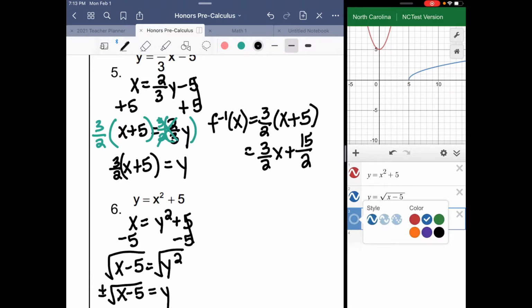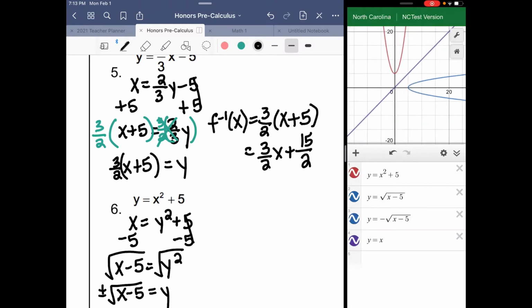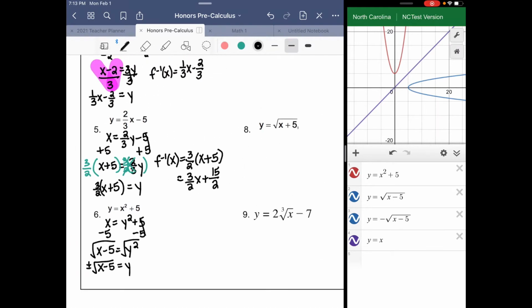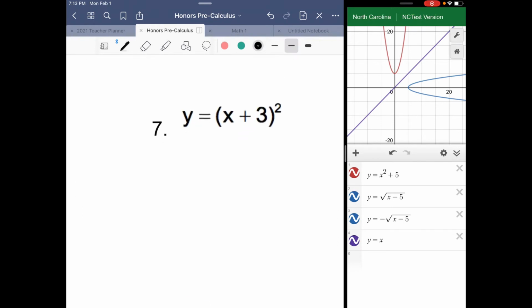And we actually talked about this in the previous video. And I'm going to turn it to the same color so we can see it is all one piece. And you should also be able to see that it is reflective over the line y equals x. Okay? So when I write my inverse, I'm going to make sure I do f inverse equals plus or minus the square root of x minus 5.